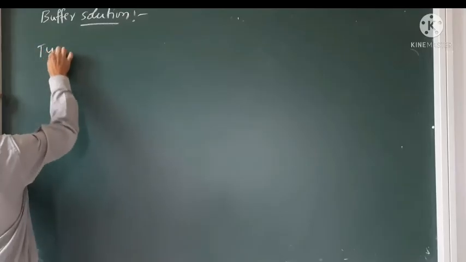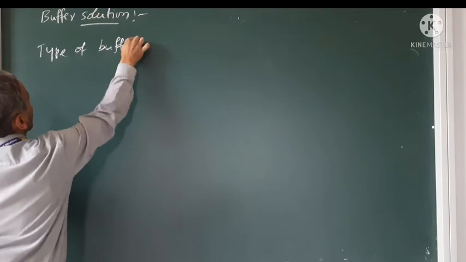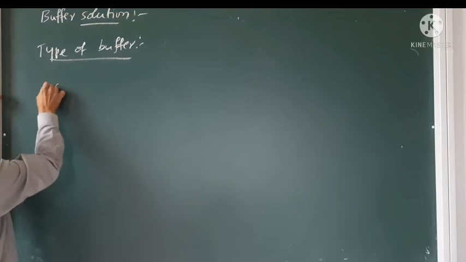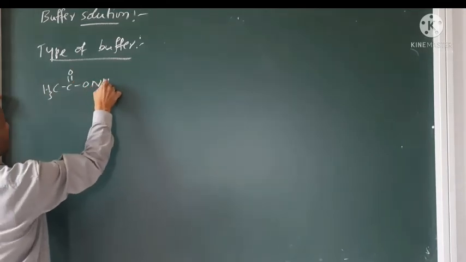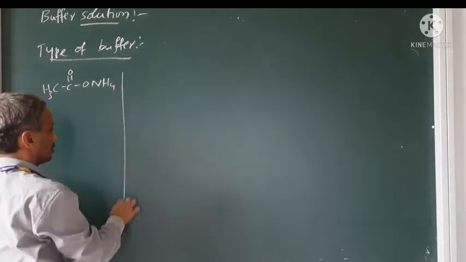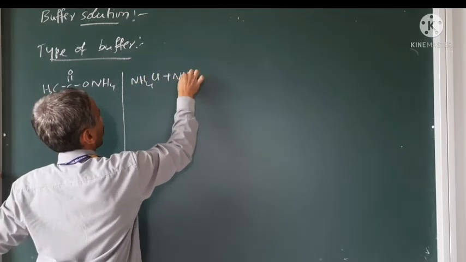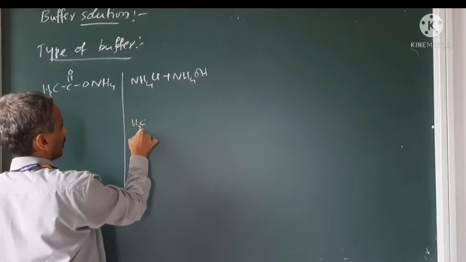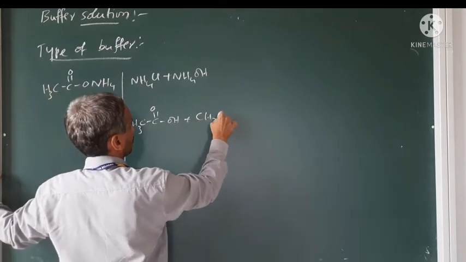Types of buffer. See, I'll give you some examples. CH3COONH4, one example. Ammonium chloride and ammonium hydroxide mixture, again an example. CH3COOH and CH3COONa, again an example.